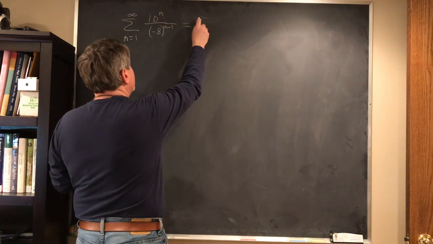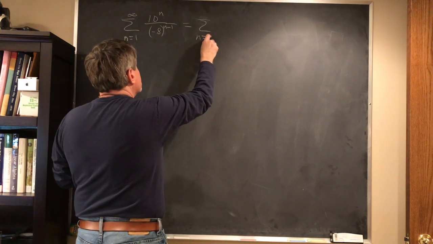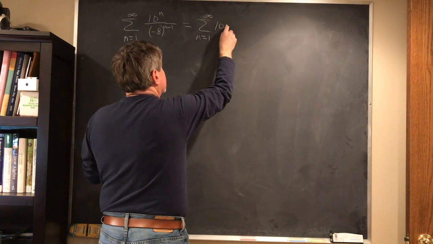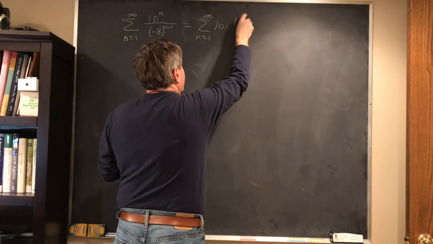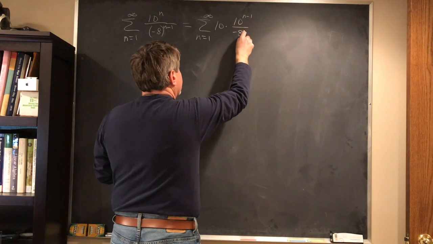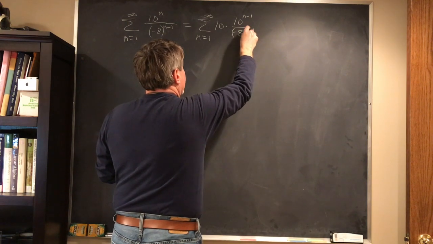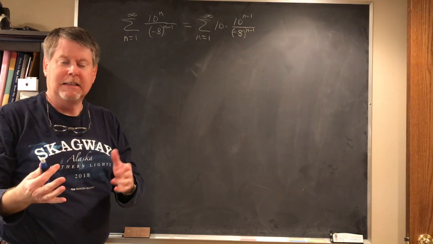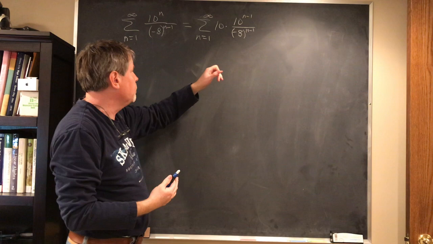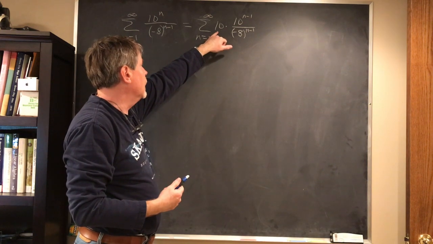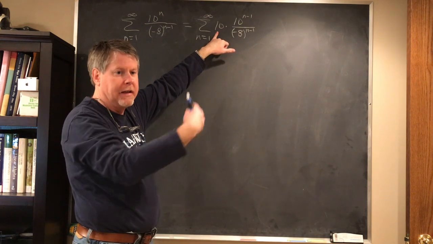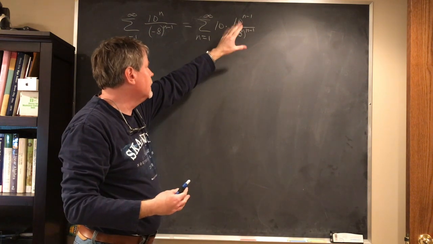So what I'm going to do is pull one of these 10s out front, and that leaves me 10 to the one less power, so that makes it n minus 1, over negative 8, also to the n minus 1. Now I've got the powers the same. Now that's going to be handy because we're starting to look at something that looks like the a out in front in a geometric series. Remember, they're a times r to the n. So we're starting to get things that look similar.